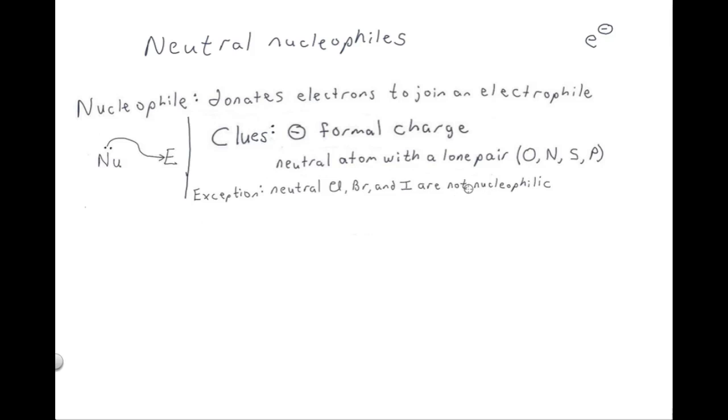That shouldn't surprise us so much because we have a different role for these elements. What role would we use a neutral chlorine, bromine, or iodide for? You should know that neutral chlorine, bromine, and iodide are very often used as leaving groups. So if you know that these are used as leaving groups, we would not expect them to be nucleophiles.